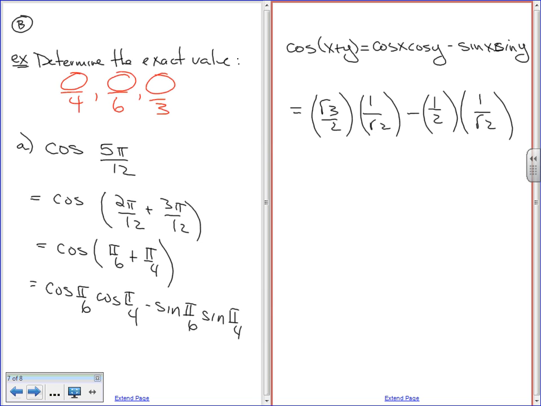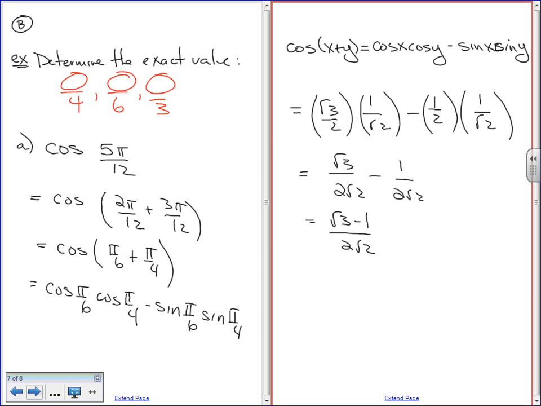Root 3 times 1 is root 3. 2 times root 2 is root 2. Subtract 1 times 1 is 1. 2 times root 2 is root 2. I already have a common denominator, so now I just combine the numerators. And that is the exact value of the cosine of 5 pi over 12.